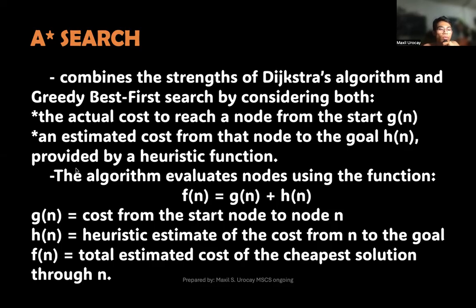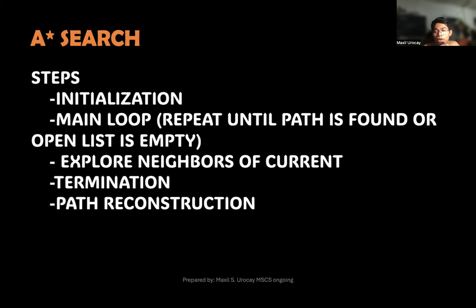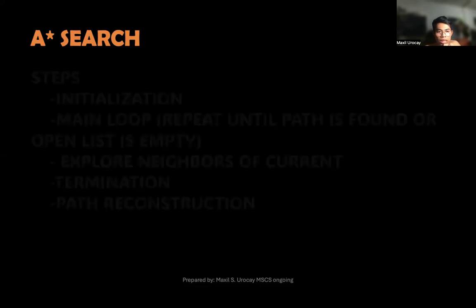We'll be going to deal with that step by step, and there are specific steps that we will follow, especially first the initialization, then the main loop. Repeat until the path is found or the open list is empty. Then explore neighbors of current, then termination, then path reconstruction. So in this case, we'll begin to deal with it.